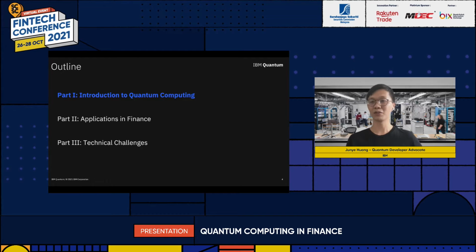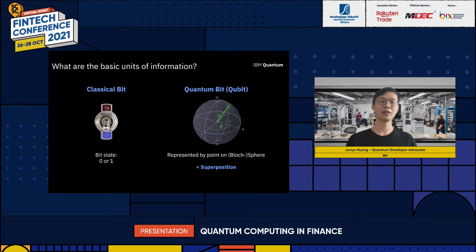So let's dive right into part 1, introduction to quantum computing. A good way to understand quantum computing is to see the analogy by comparing it to a classical computer. For a classical computer, the most fundamental unit of information is a bit. You can easily understand it as a switch, like shown on the slide. A classical bit can only be 0 or 1, like a switch can only be on or off.